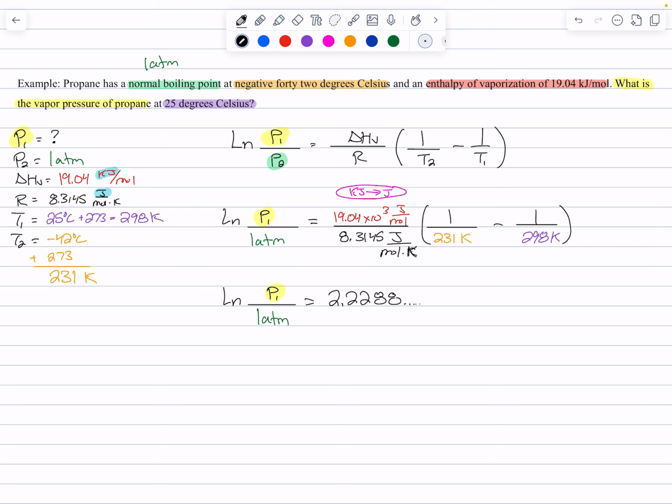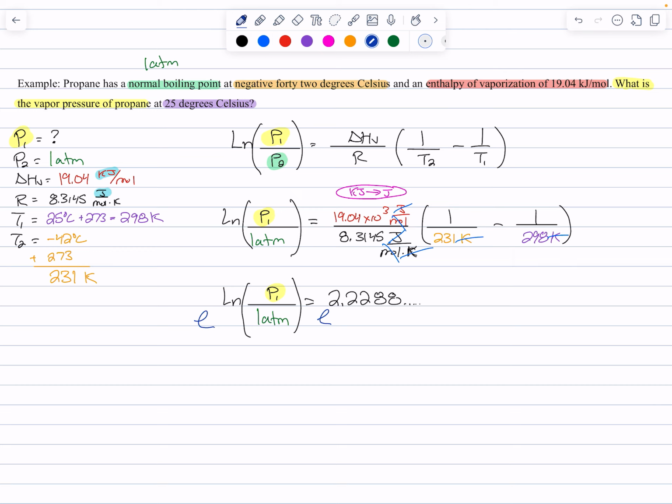Units: joules are gone, moles are gone, and Kelvin is gone. There are no units on the left because of atmospheres. Now, I can't just multiply, because that's all in the natural log. The natural log of everything. How do I get rid of that natural log? It's the same button on most calculators, the e.